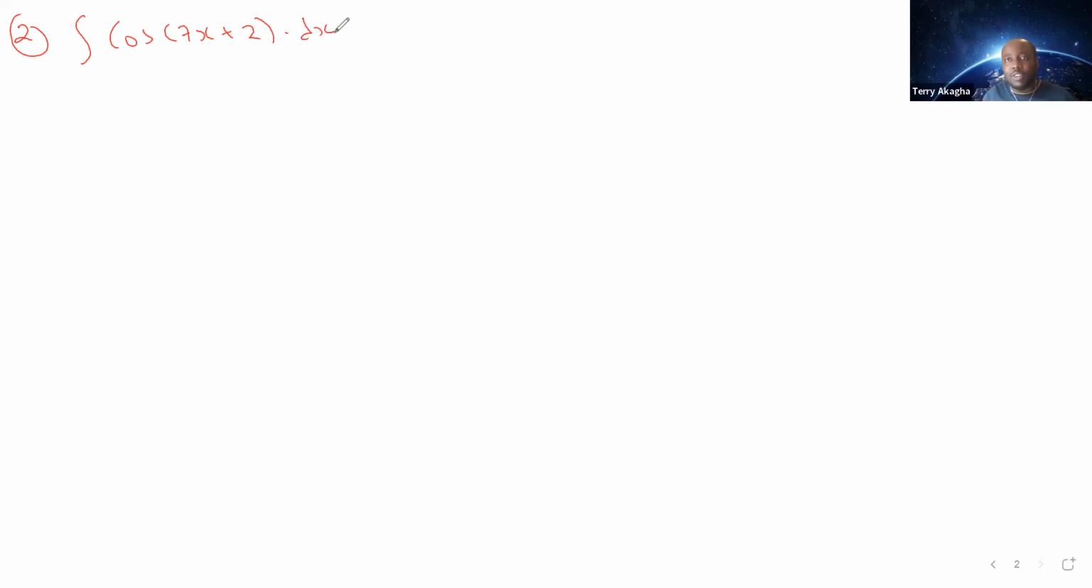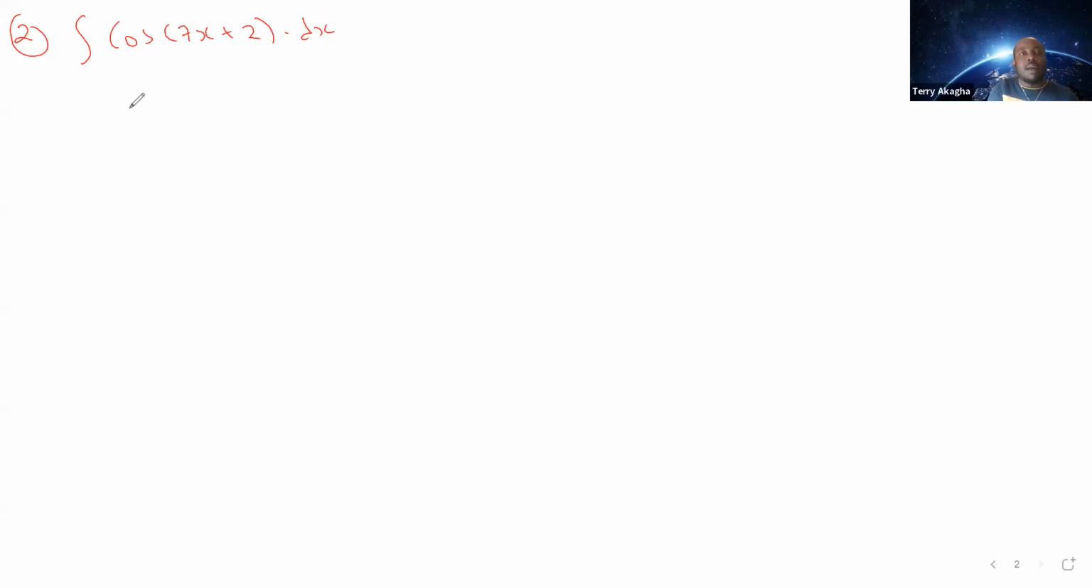Similarly, because normally it should have been something like we're integrating cos x. Does that make sense? So that means now x has been replaced with a linear function, 7x plus 2. So that means we have to use the same principle we talked about.